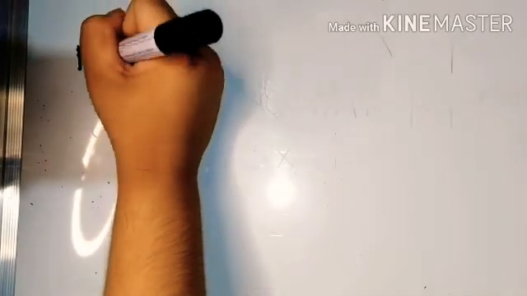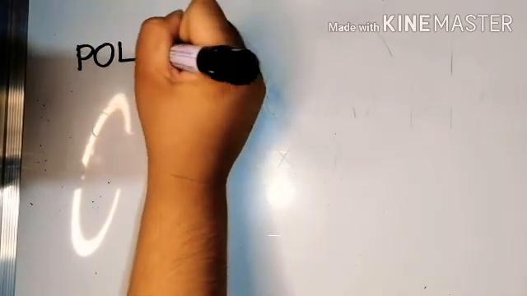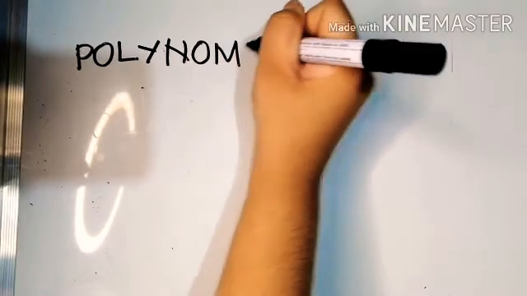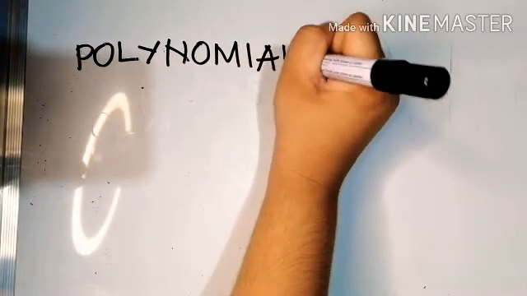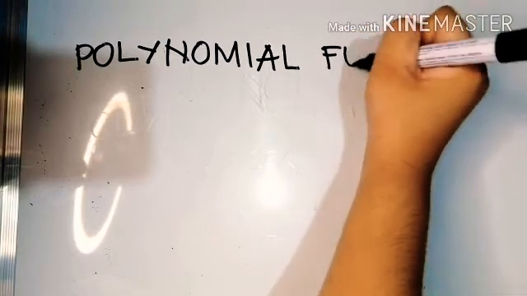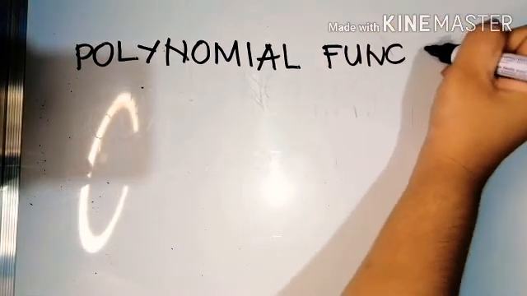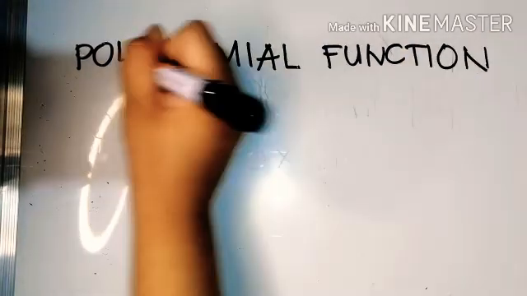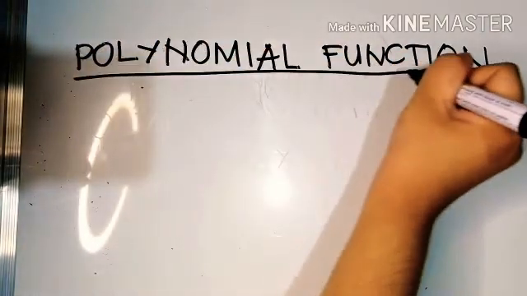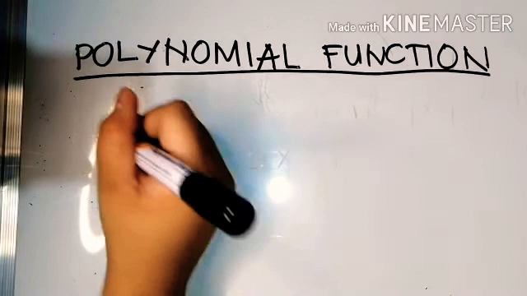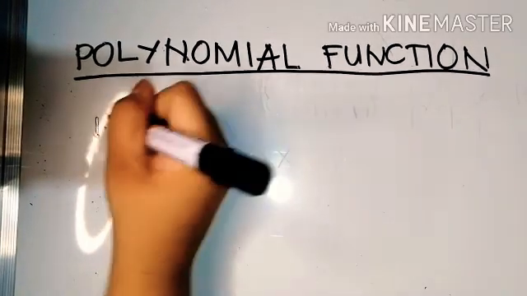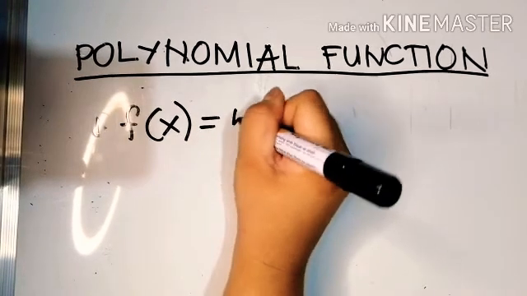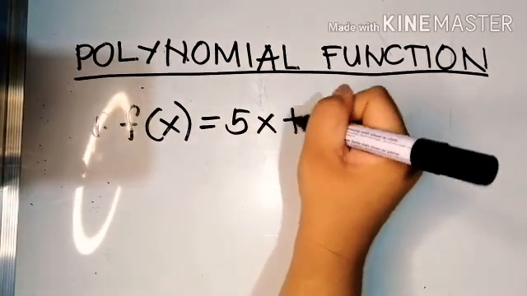Sisimulan natin sa polynomial function. Ang polynomial function ay under nito ang linear function, quadratic function, and polynomial function, siyempre yung mas mataas pa na degree kaysa dun sa degree 2. So let's start with the polynomial function. I will be giving you several examples. Let's start with the simple one, the linear function.